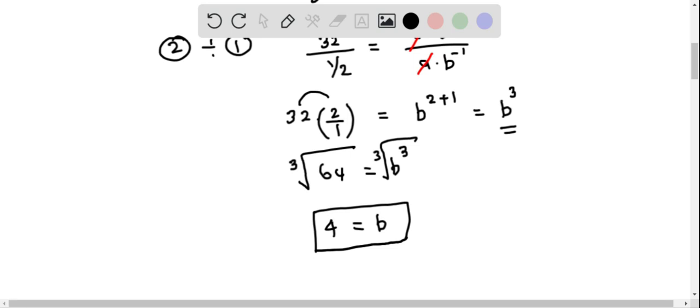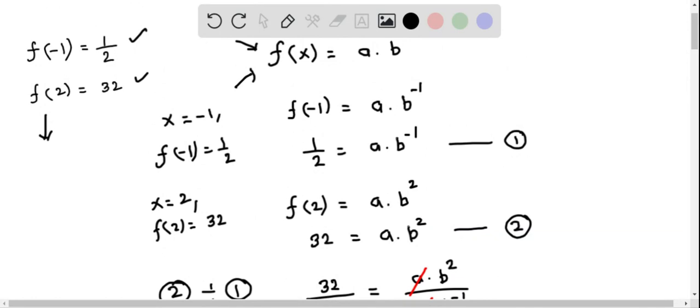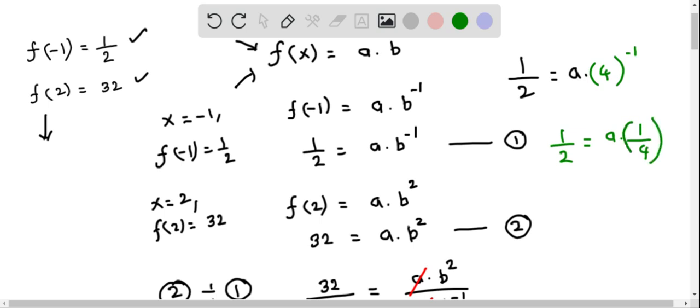To determine the value of a, we can now plug in the value of b into either equation 1 or equation 2. Let's plug it in equation 1. So we have a half equals a times b power minus 1. So plugging b equal to 4, we get a times 4 power minus 1, which is written as 1/4. Now we multiply both sides by 4, so we get 1 by 2 times 4 equals a times 1 by 4 times 4. So this 4 and this 4 get cancelled, and here we can cancel this 4 with the 2 as 2. So we get 2 equals a, otherwise a equals 2.